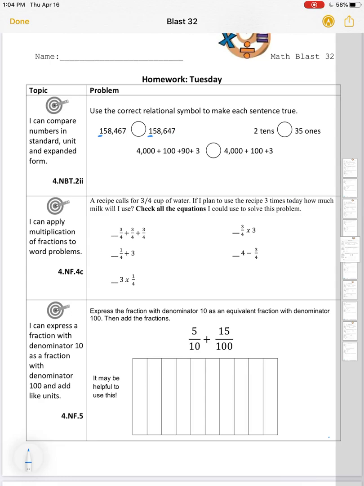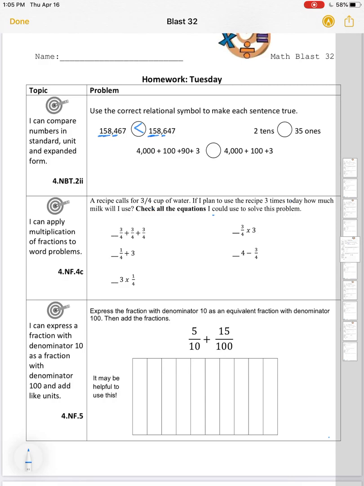In the hundred thousands place, both numbers have a 1, so as of now, they would be considered equal. Moving on, I see a 5 in the 10,000s place for both numbers. There's an 8 in the thousands place for both numbers. It isn't until we get to the hundreds place that I see a 4 and a 6. 4 hundreds is less than 6 hundreds. So 158,467 is less than 158,647.